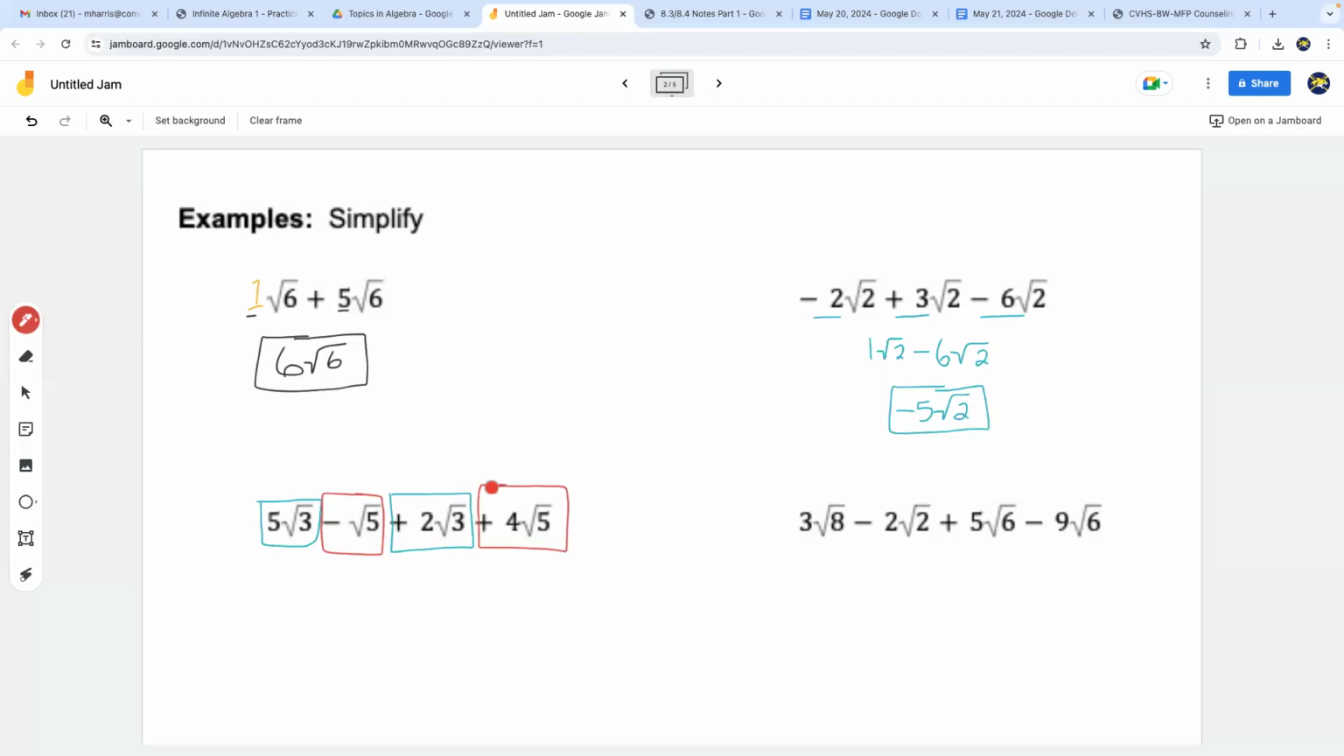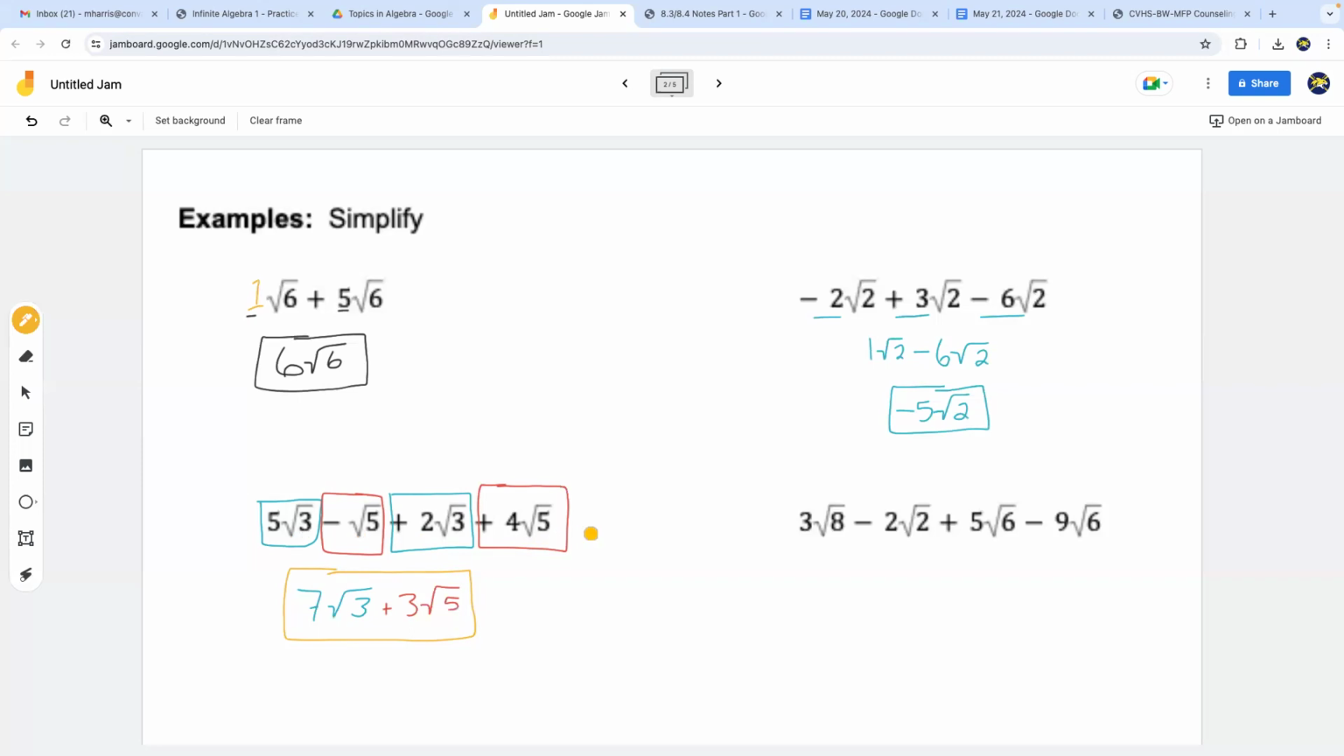And now we just combine colors. Right? So we have a 5 root 3 plus 2 root 3. Well, that's going to be 7 root 3. And then we have a negative root 5, so it's negative 1, plus 4 is going to give us a plus 3 root 5. And that's our final answer. Okay? We just combine like terms, right? This is just like if, say, you had 5x minus y plus 2x plus 4y. The y's go together, the x's go together. Same thing here. The root 3's go together and the root 5's go together.